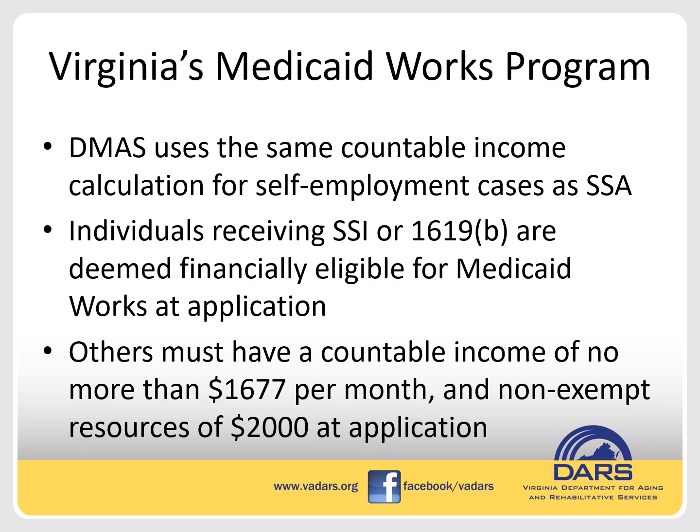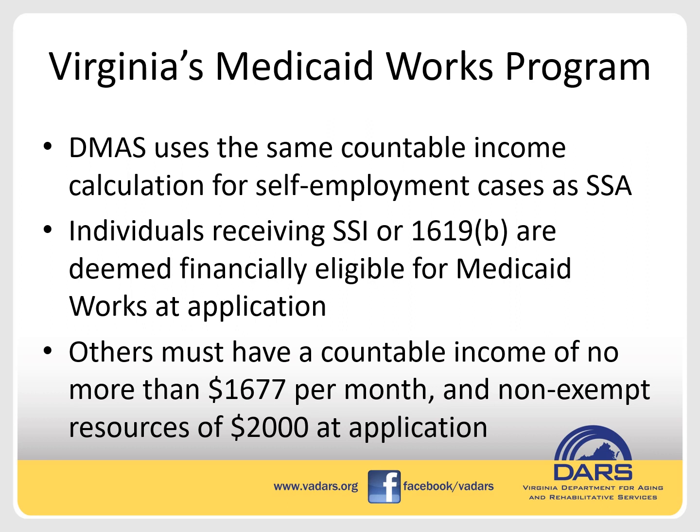So they're going to deduct things like the standard NESC deduction that I went through. They're going to deduct the first $20 of any unearned income, deduct $65 of wages, divide that in half, okay? So all the same exclusions that Social Security would apply to an SSI check, DMAS is also going to apply to determining countable income for Medicaid Works purposes. So just keep that in mind.